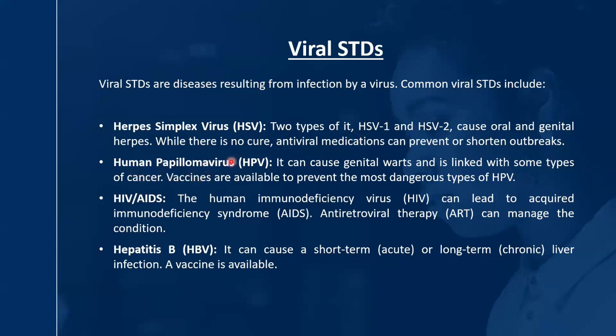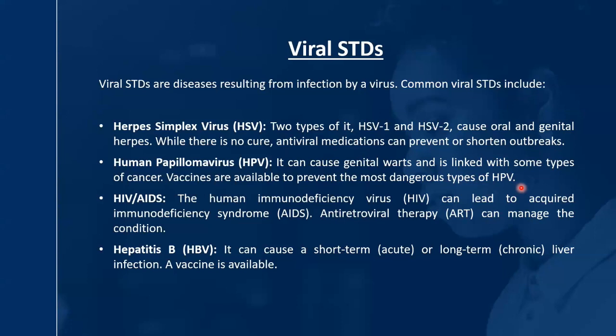Next one is human papilloma virus (HPV). It's called genital warts. Warts are small outgrowths on the genital area and are linked with some types of cancer. HPV is the number one cause of cervical cancer in women. So this is the main culprit in cervical cancer. It stays latent for years in the woman and doesn't necessarily cause genital warts, but it causes cervical cancer very slowly. Vaccines are available to prevent the most dangerous types of HPV.